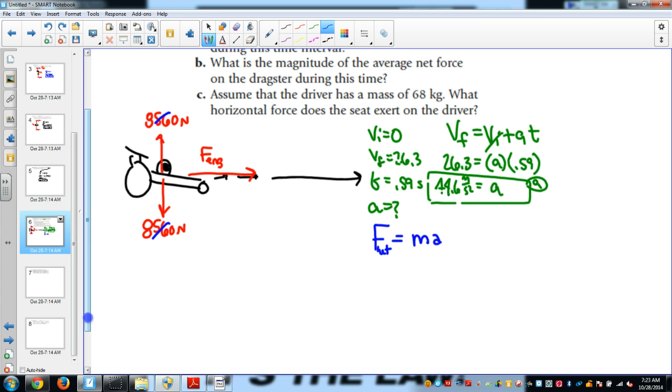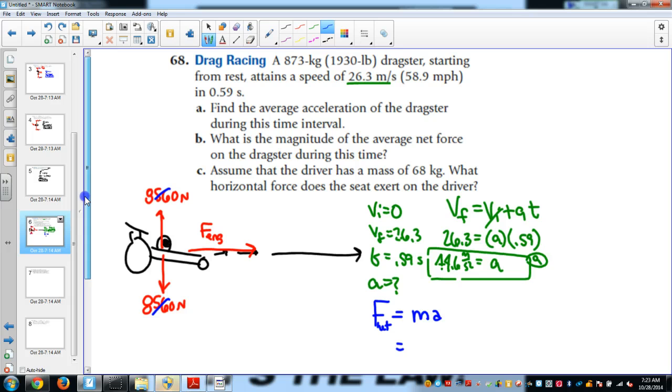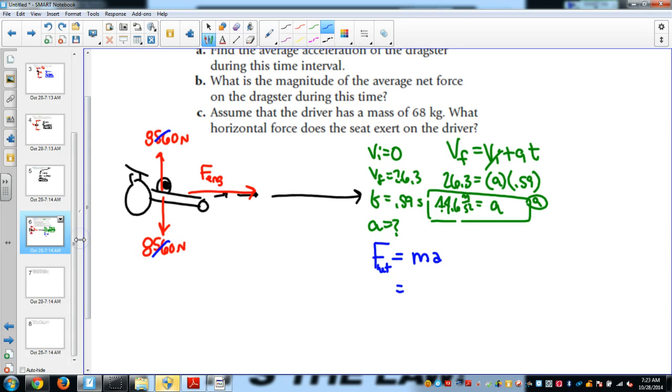So my net force, actually, my mass, which was 873, times that acceleration of 44.6. And it comes out to be 338,900. This is part B.